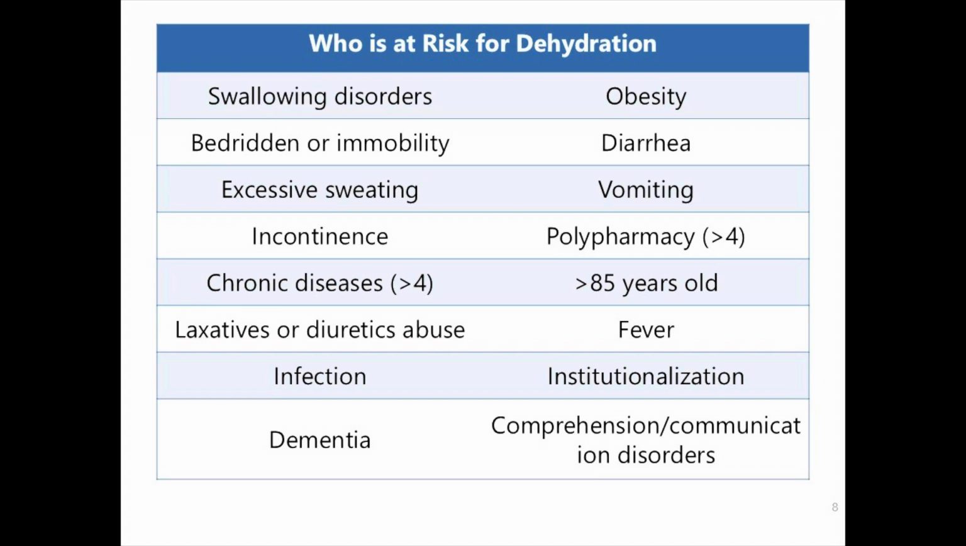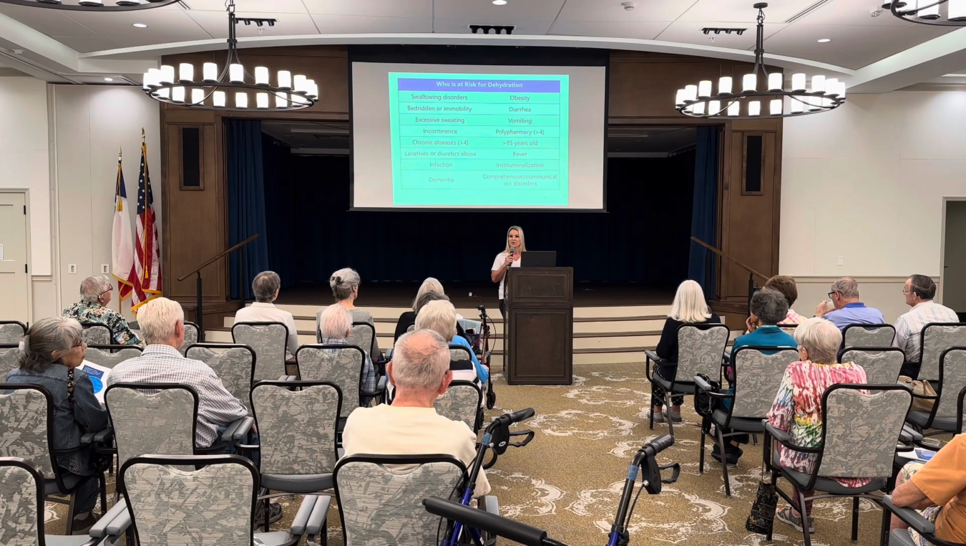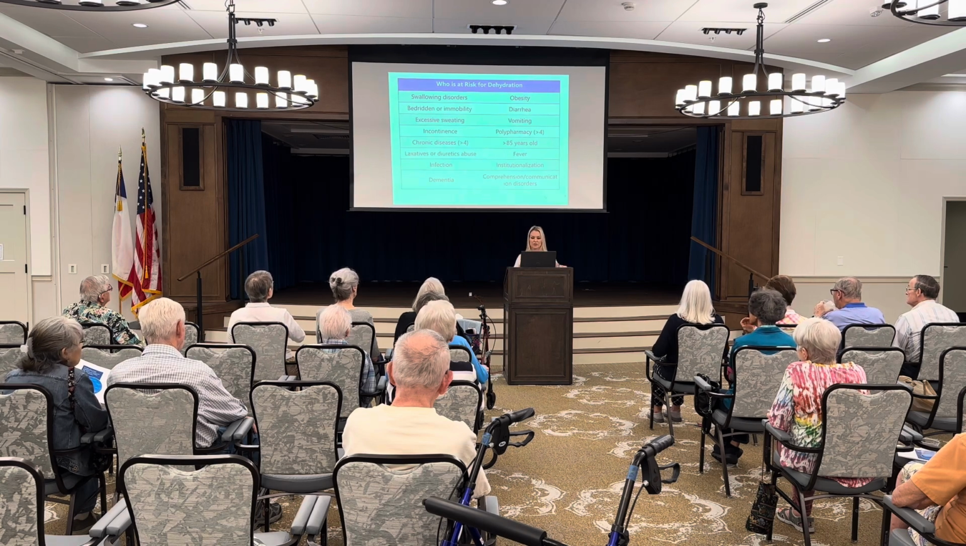Obesity, diarrhea, and vomiting, pretty obvious. That's going to be dehydration from fluid loss, not an instance where you're just not taking enough in. Polypharmacy, if you take more than 4 medications, you're at a higher risk of dehydration. Over 85 years of age, someone with fever, institutionalization, and someone with comprehension or communication disorders. So if you have these things, you're even at a higher risk than just the risk that you're at because of age-related issues. Does that make sense? So it's compounded by these factors.